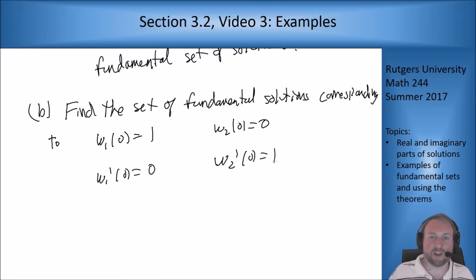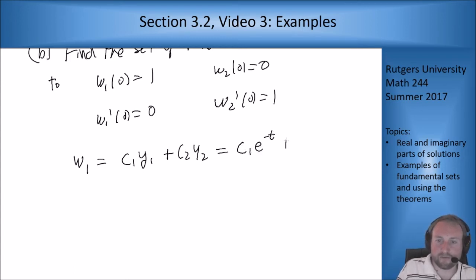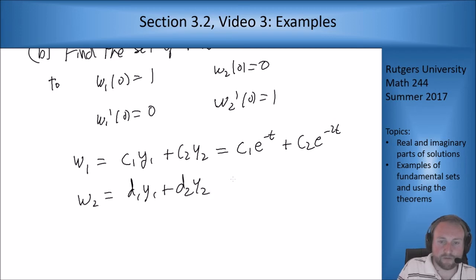Now we know, because we found a fundamental set of solutions, that these guys must be linear combinations of them. So I know W1 is going to be C1y1 plus C2y2, which is C1 e to the minus t plus C2 e to the minus 2t. And the same for W2. W2 is going to be D1y1 plus D2y2, which is D1 e to the minus t plus D2 e to the minus 2t.